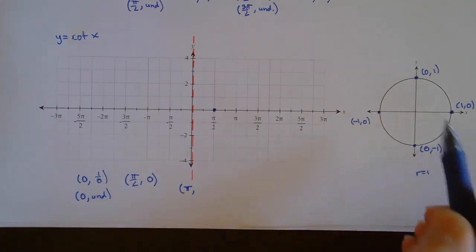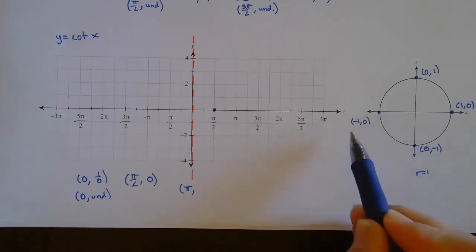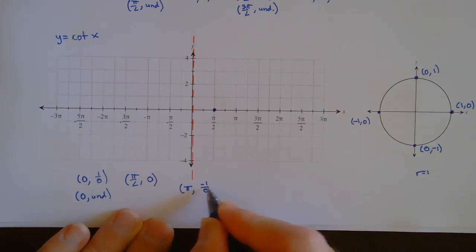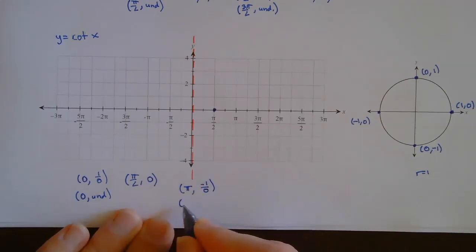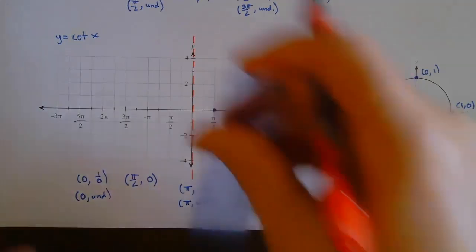So at angle pi, okay, tangent is y over x, so this one's x over y, so this one would be -1 over 0. And -1 over 0 is undefined. So at angle pi, we have it's undefined, which means we have another vertical asymptote.